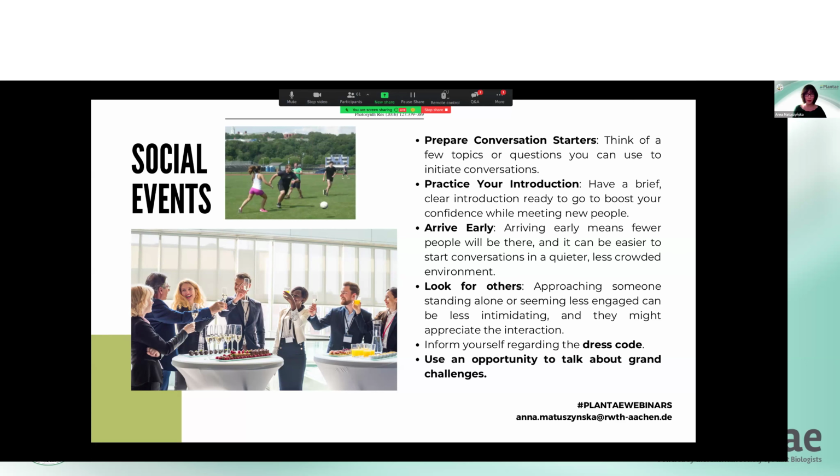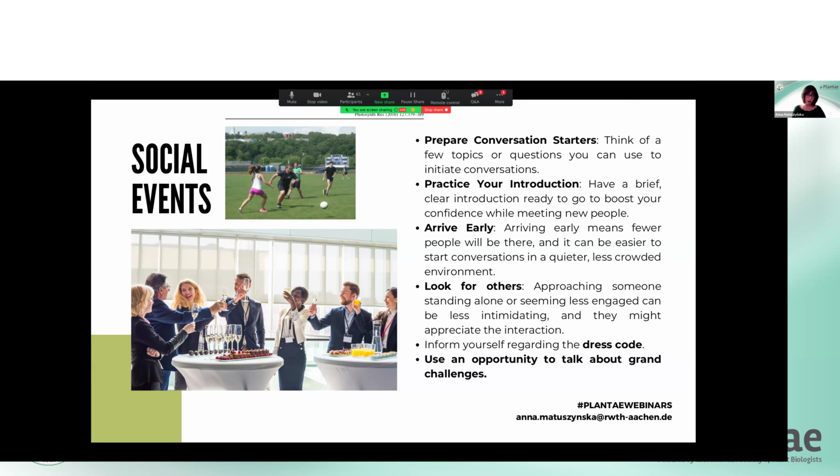Practice your introductions, this pitch: who you are, what you do, why you're here, and why it is interesting for another person to spend time with you. For the introverts, arriving early means that there are not yet that many people around. So you might also try to target people in smaller groups, which might be better for starting conversations. It's going to be quieter and less crowded. You can also look for others. If you approach a person that is standing alone or seems less engaged, they might appreciate getting approached and getting the introduction.